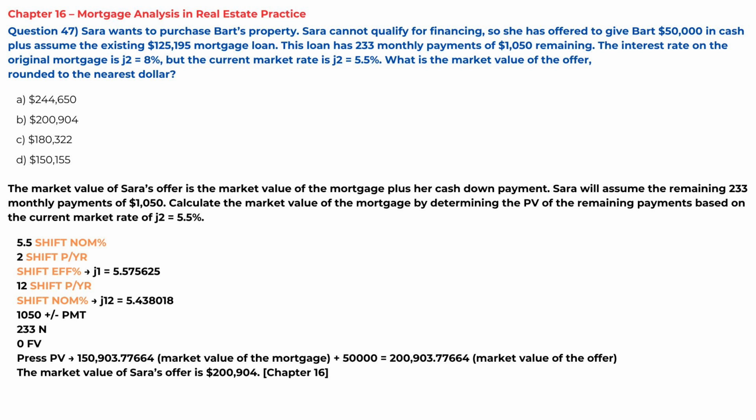1050 plus and minus sign, and then press PMT. 233 N, 0 FV, press PV. Calculator displays 150,903.7664, market value of the mortgage. Add 50,000 equals 200,903.764, market value of the offer. The market value of Sarah's offer is $200,904.